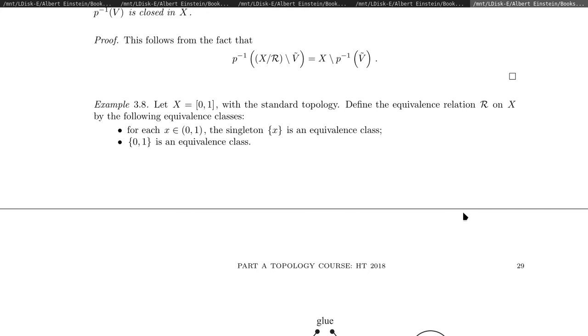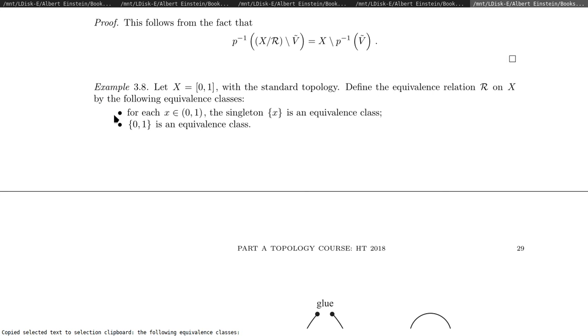So there's this good example of how you can turn the unit interval into a circle with some equivalence relation. We have this unit interval with the standard topology on R. We define the equivalence relation R on this unit interval by the following rule. For each x in the open unit interval, the singleton {x} is an equivalence class. So for each point in the open interval, it itself is an equivalence class. And then the set {0, 1} is an equivalence class in itself. So that's a separate equivalence class.